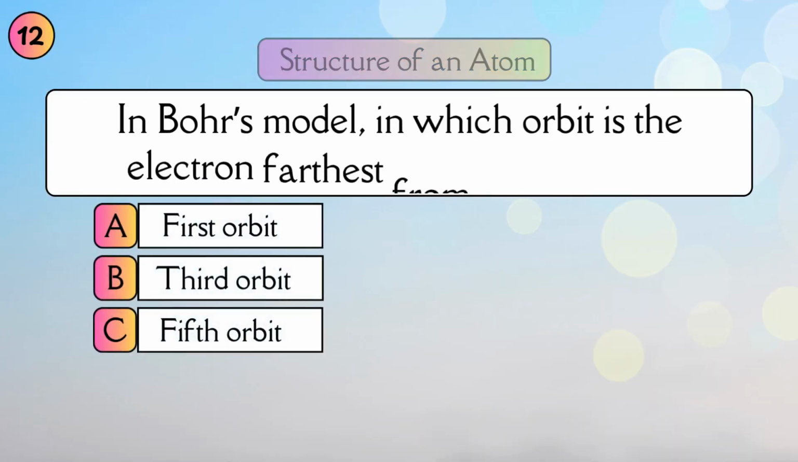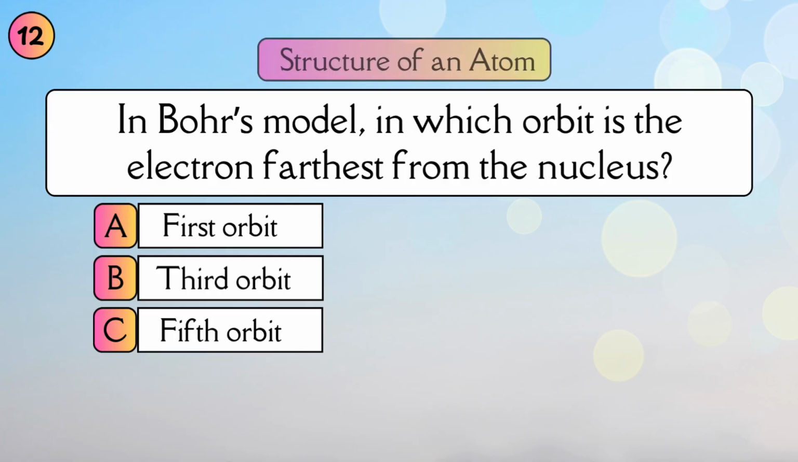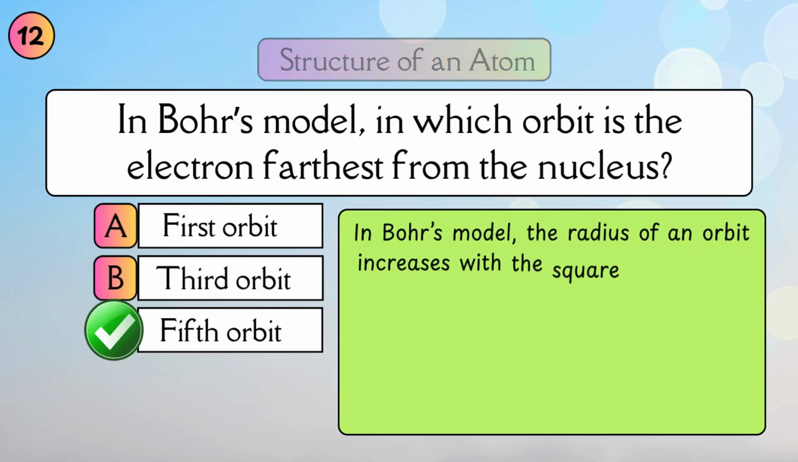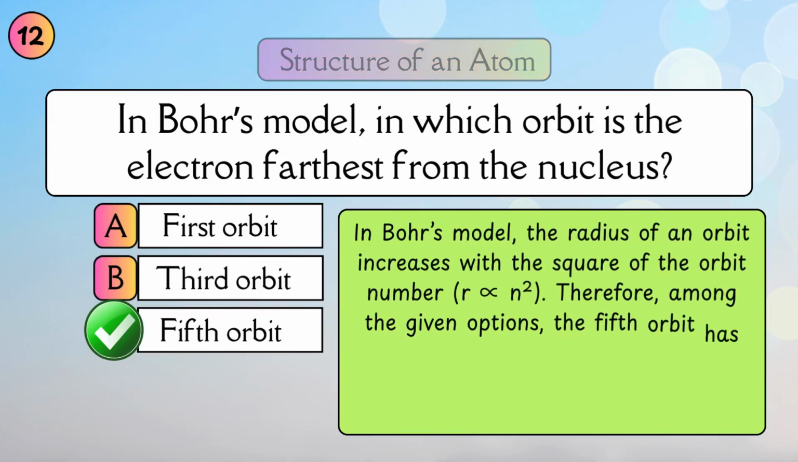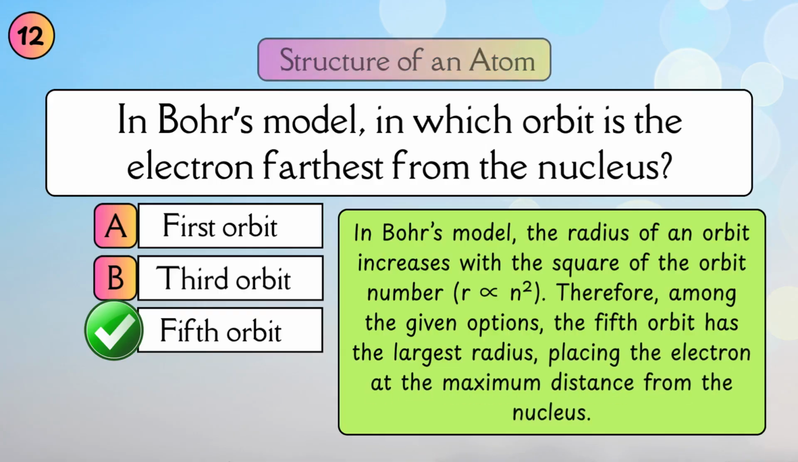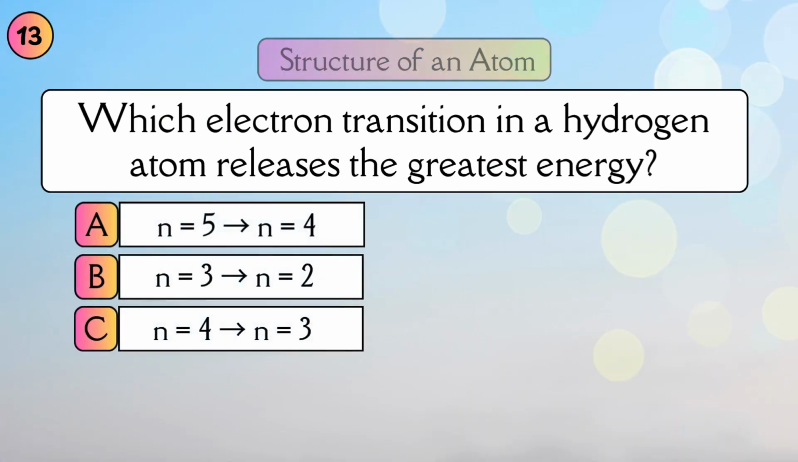In Bohr's model, in which orbit is the electron farthest from the nucleus? The correct answer is fifth orbit. In Bohr's model, the radius of an orbit increases with the square of the orbit number. Therefore, among the given options, the fifth orbit has the largest radius, placing the electron at the maximum distance from the nucleus.